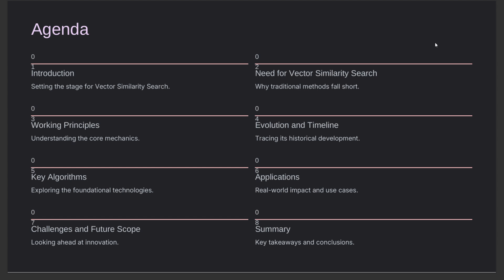Fourth, evolution and timeline. In this, we learn how this technology has evolved over time. Fifth, key algorithms. In this, we learn about the core models and techniques used. Sixth, applications, where it's being used in the real world. Seventh, challenges and future scope: current problems and what's next. Eighth, and finally, a brief summary of the key takeaways.